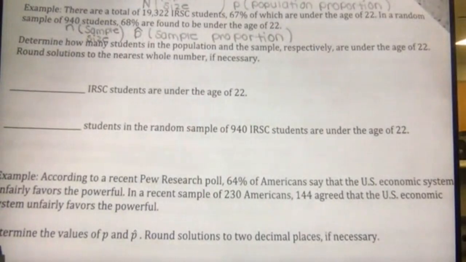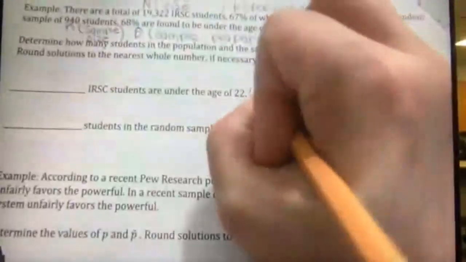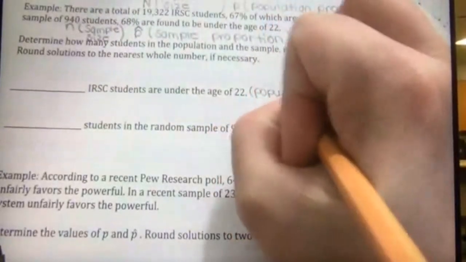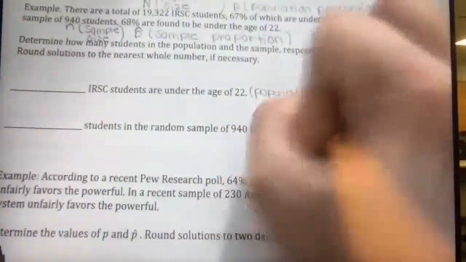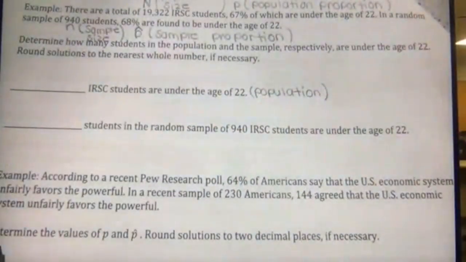Determine how many students in the population and the sample respectively are under the age of 22. Round your solution to the nearest whole number if needed. So it's just talking about percents. This has nothing to do with statistics. IRSU students are under the age of 22. So in general, this is going to be our population. It's just wanting you to get used to proportions, get used to percents. So how many IRSU students in general are under the age of 22?